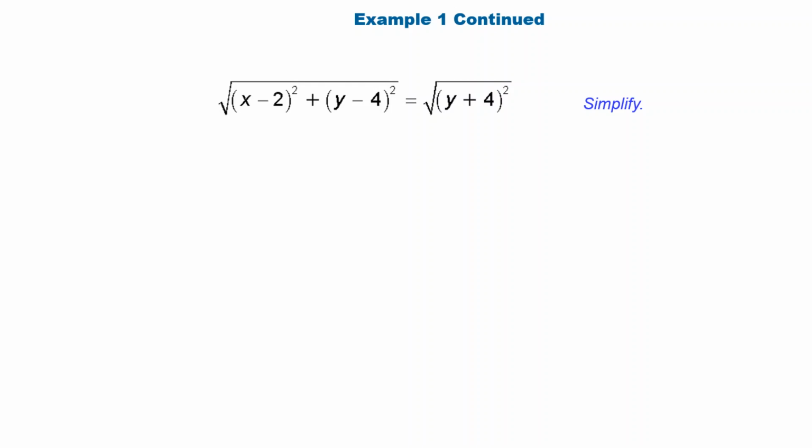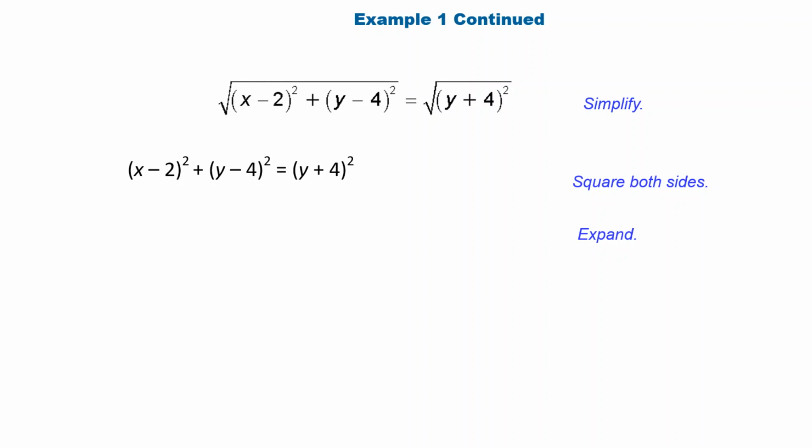All right, so here's our problem simplified, but we need to keep going because this square root is not very helpful to us. So let's go ahead and square both sides. When we square both sides, we're getting close to a good equation, but first of all we need to expand.